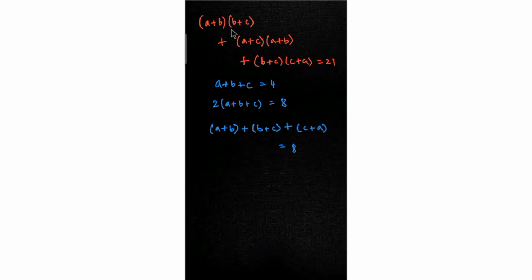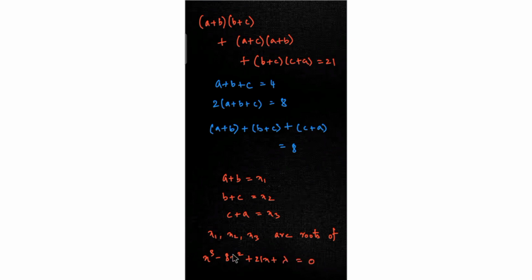So here we have (a plus b) into (b plus c) plus (a plus c) into (a plus b) plus (b plus c) into (c plus a) is equal to 21, and here we have the individual component sum as 8. Here we have taken them twice and then added them up, and we are getting a value. Now it is an important logic that we want to apply. If I consider a plus b as x1, b plus c as x2, and c plus a as x3, then I could say x1, x2, x3 are roots of a cubic equation x cube minus 8x square plus 21x plus lambda is equal to 0.